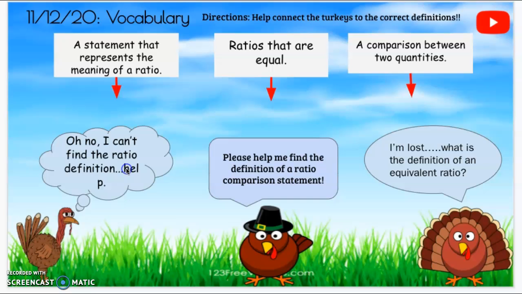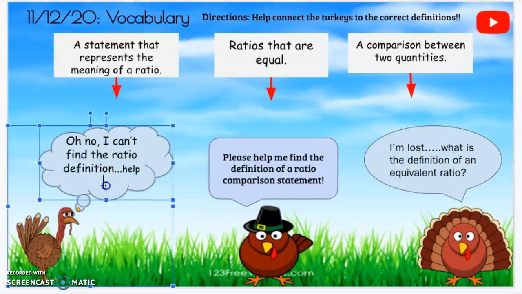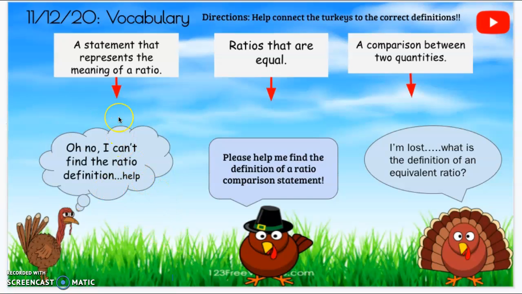All right, so the first turkey says, "Oh no, I can't find the ratio definition. Help." Well, that help should probably be a little smaller to fit. There we go. So what we're going to do is, we know that this term is ratio that he's trying to find. Is it a statement that represents the meaning of a ratio? Not quite. Is it ratios that are equal? Not quite. Is it the comparison between two quantities? Yeah. So we're going to click on this red arrow over here, and at the bottom of the arrow, the pointed part, we are going to click it and drag it over to here, anywhere you want into that little turkey part.